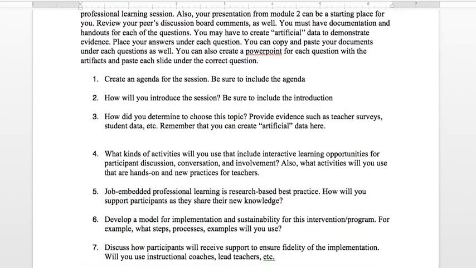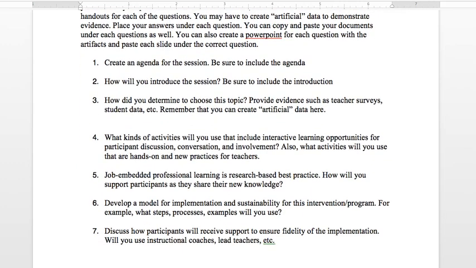All right, so number 1, create an agenda. And make sure that you include that agenda in the one. How are you going to introduce the session? Talk about introductions, warm-ups, those kinds of things. How did you determine to choose this topic? We need to know where's the evidence. You didn't just decide you're going to teach about differentiated instruction when for 4 years that's what your school district has been focused on. Again, this is where you may have to create some artificial data.